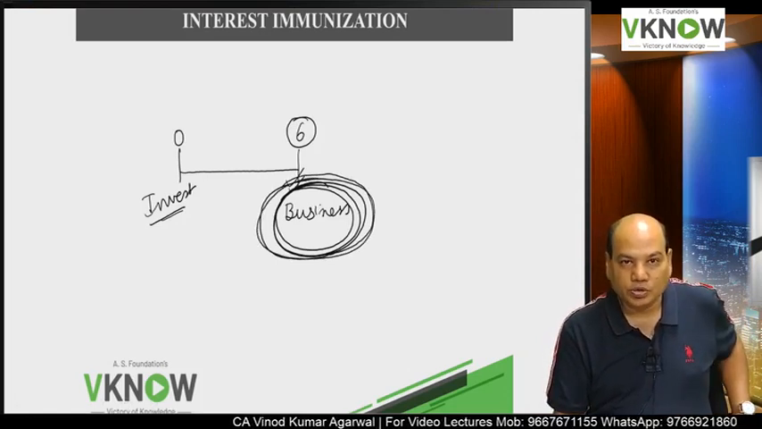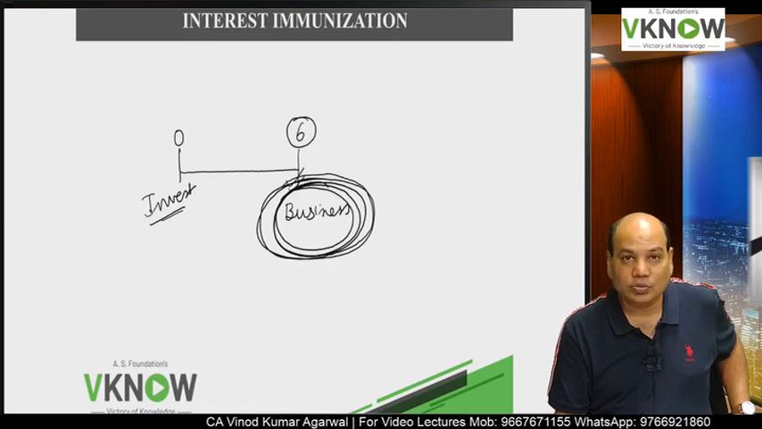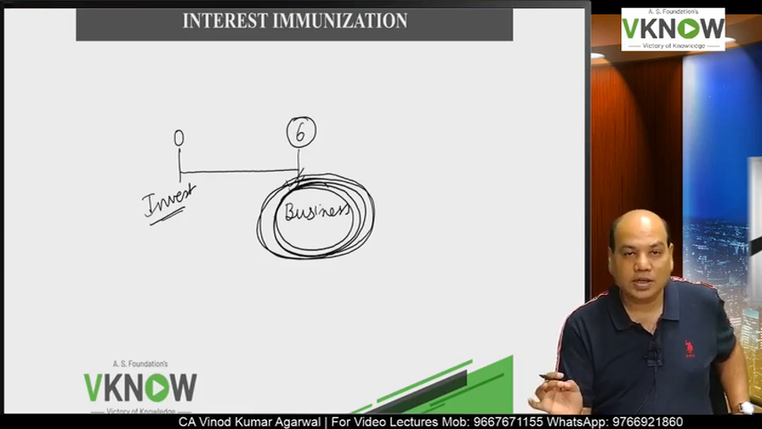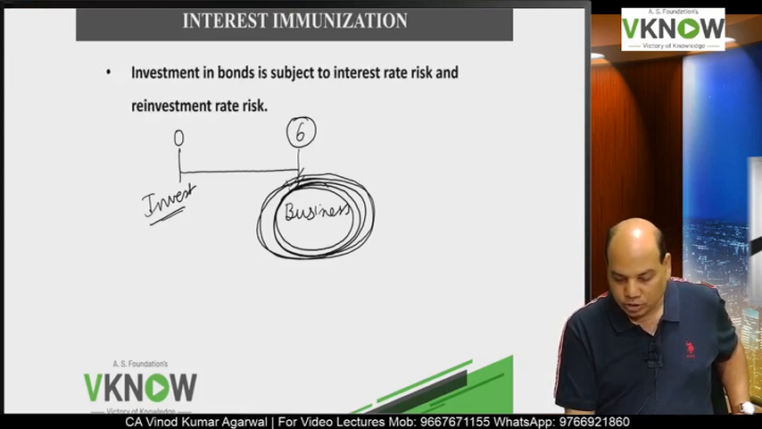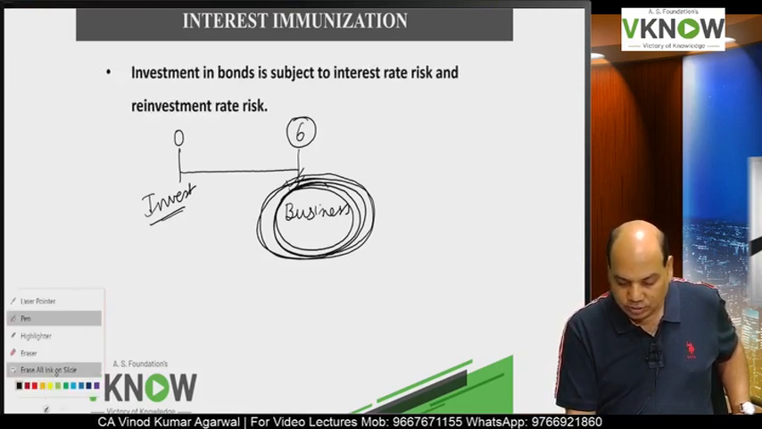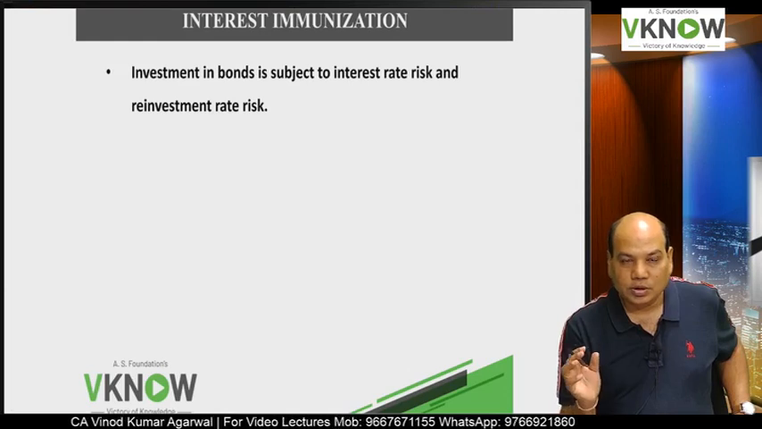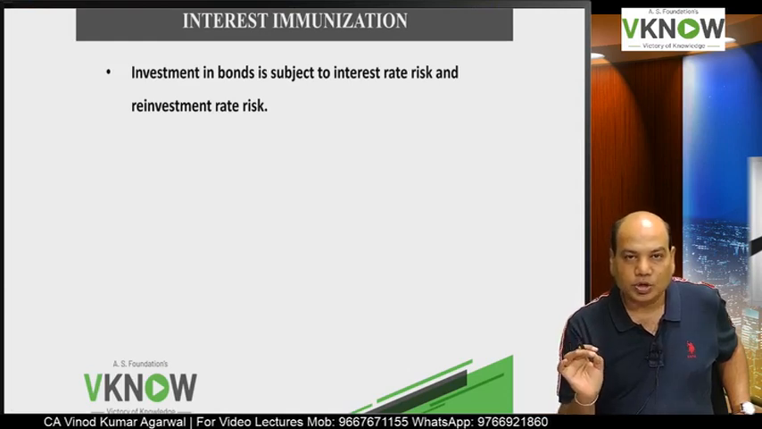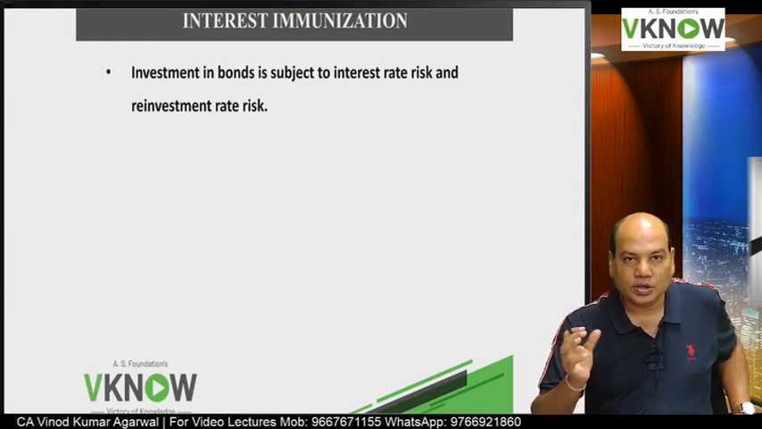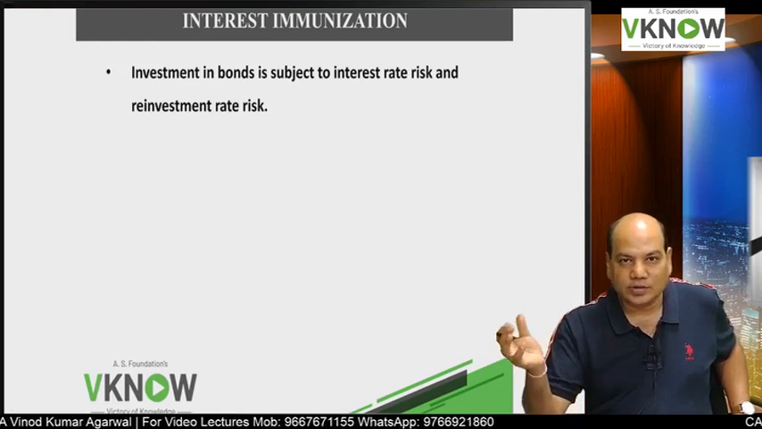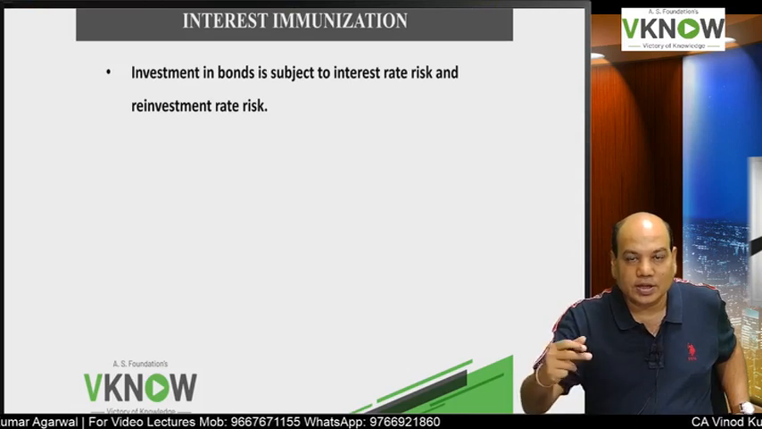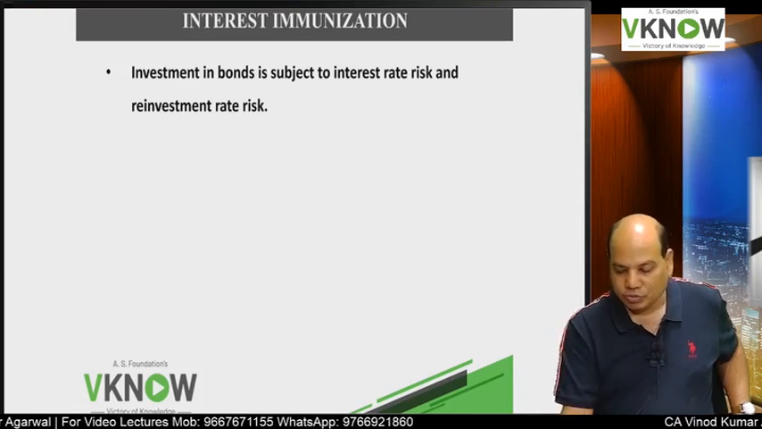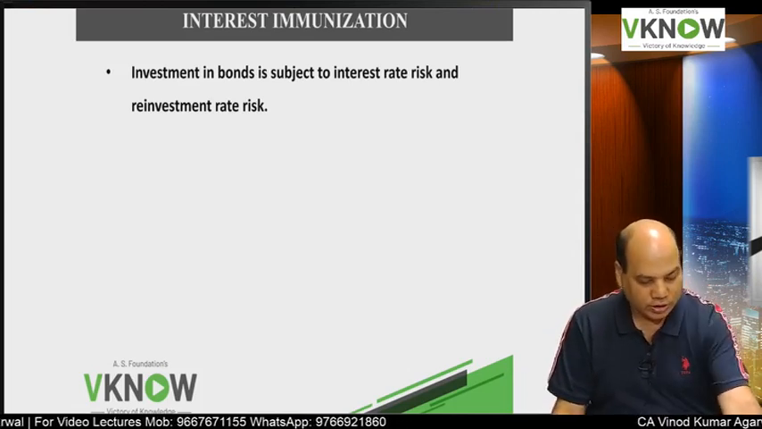And how do we achieve that? That is the strategy called interest immunization. So interest immunization will ensure that the investor is protected from the fluctuation in the market interest rate. The loss in one is compensated by the gain in another. So I will read the note, you will understand.